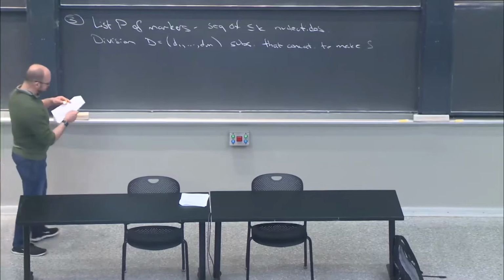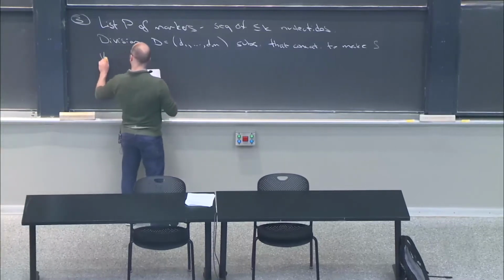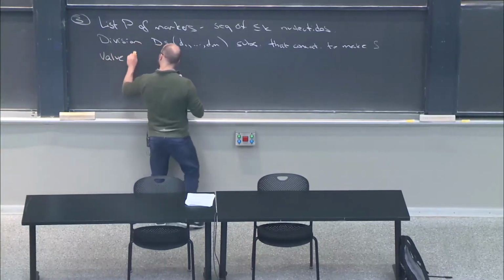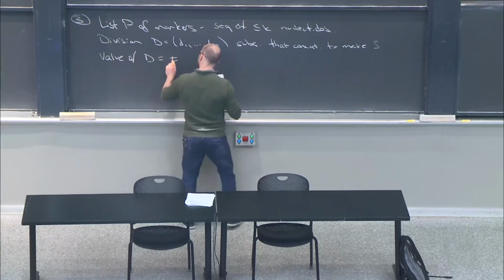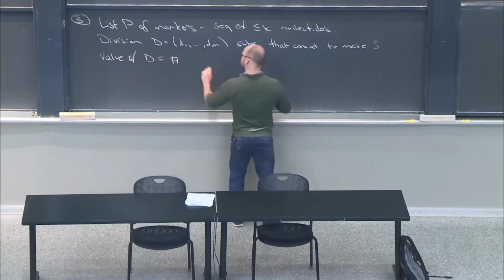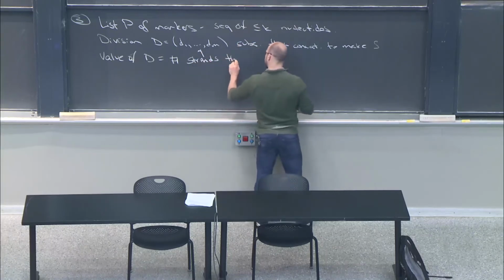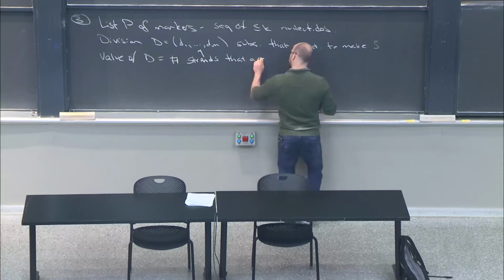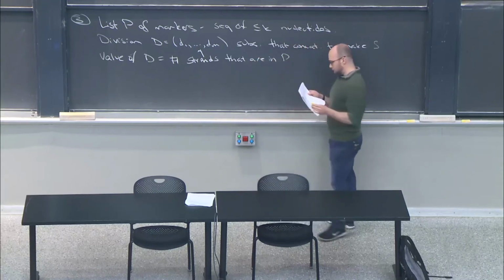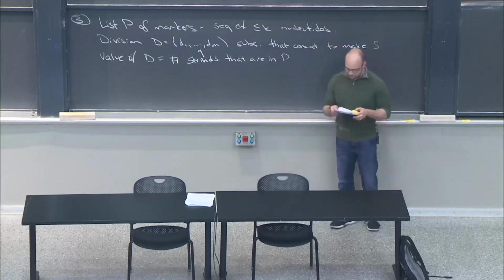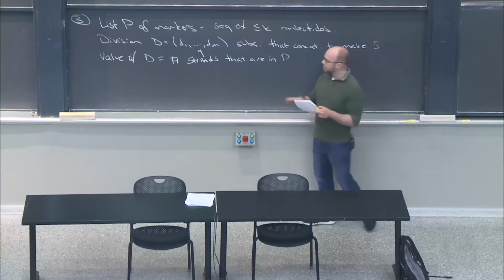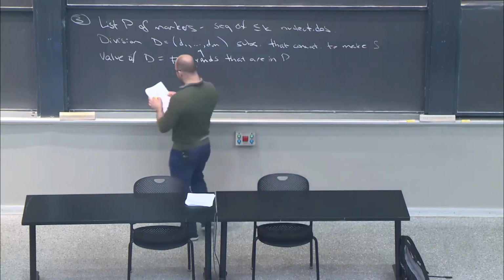So the value of a division is the number of strands. So strands are these little d's here that are in our list P. OK? And so, right, so given S and P, what we want is the max value.